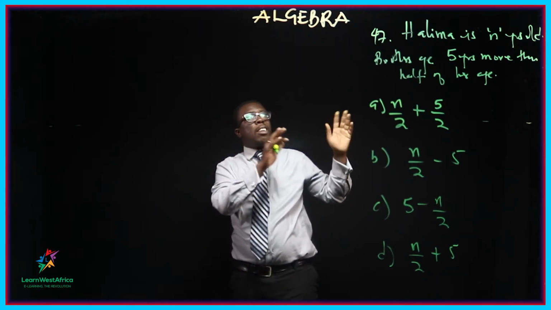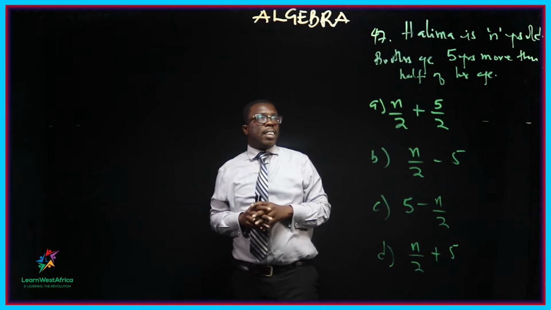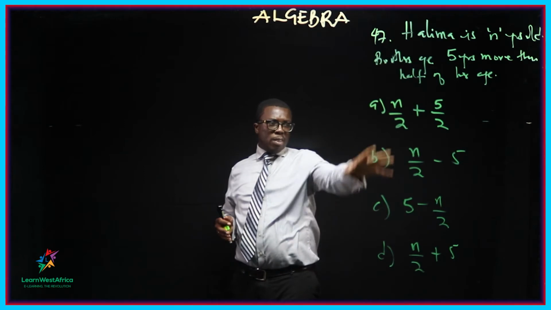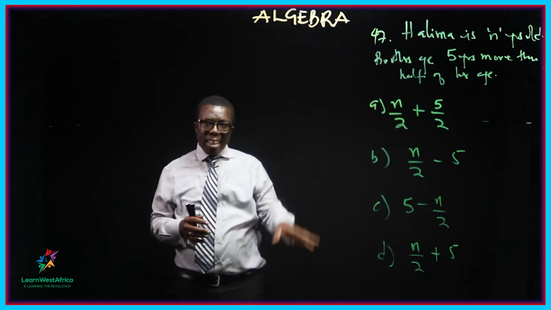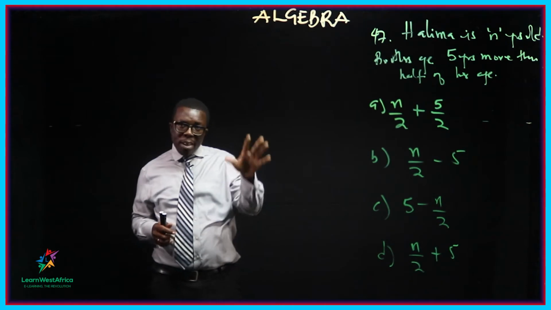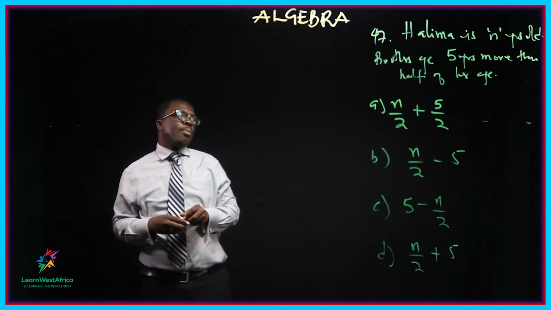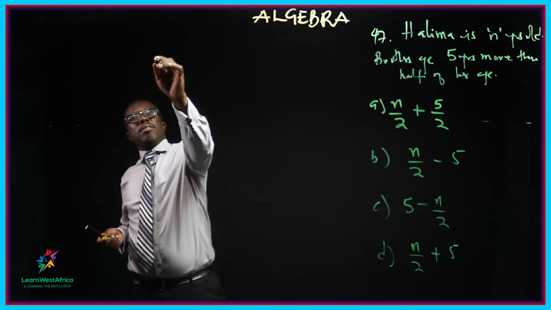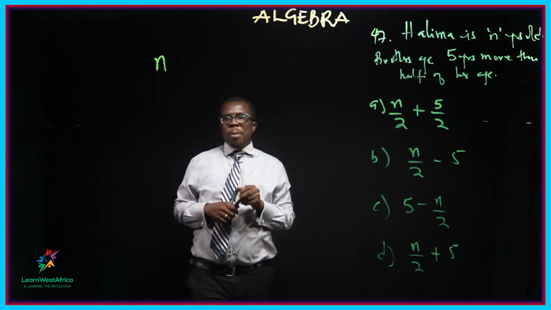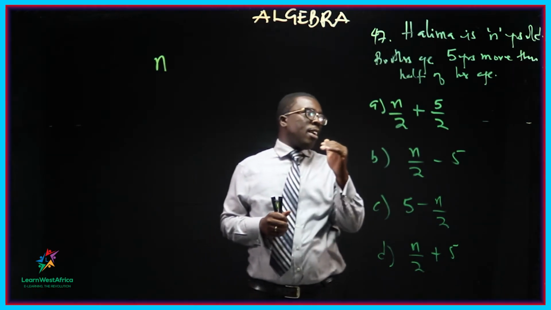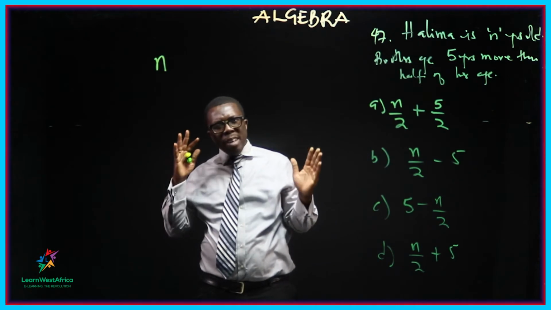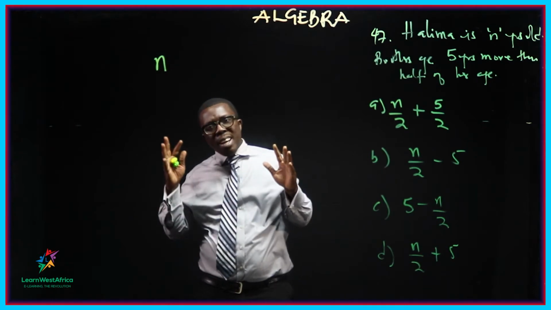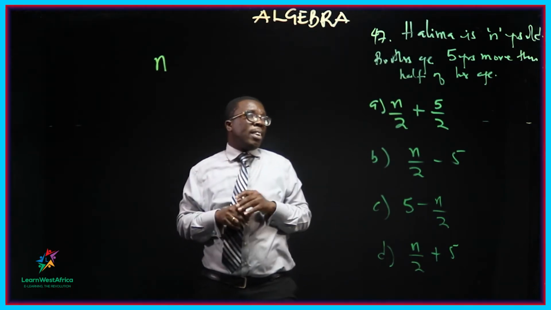Halima is n years old, and the brother's age is 5 years more than half her age. We are looking for the expression for the brother's age. So Halima is n years. Now, "more than" or "less than" means either you are adding something or you are subtracting something. That's what "more than" actually means.